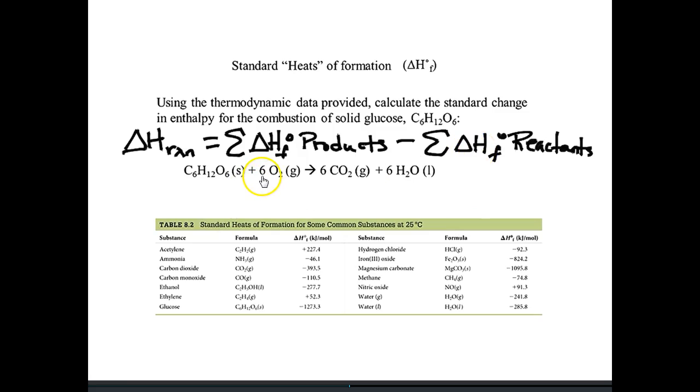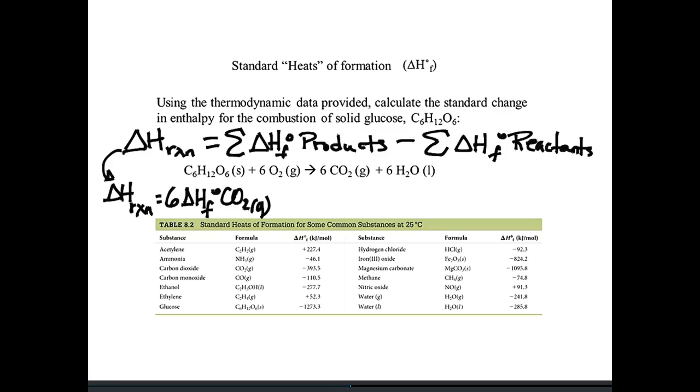Now, the stoichiometric coefficients are also important because remember these heats of formation are given in kilojoules per mole, so that's 1 mole. So in this reaction, you are using 1 mole of glucose, but you're using 6 moles of oxygen and 6 moles of carbon dioxide, and you're forming 6 moles of water. So those 6's, you're going to multiply this kilojoules per mole times 6 moles of CO2, or whatever the stoichiometric coefficient is. So here, we're going to look up the products first.